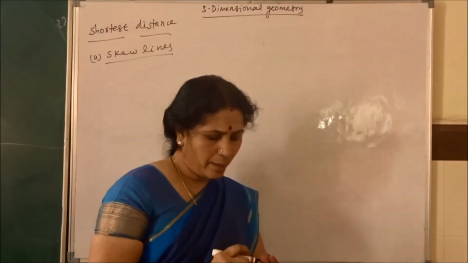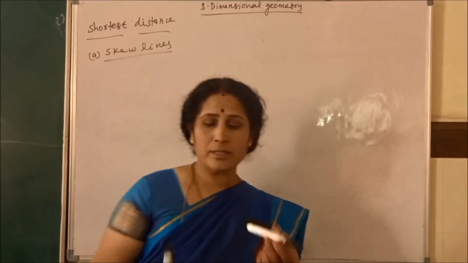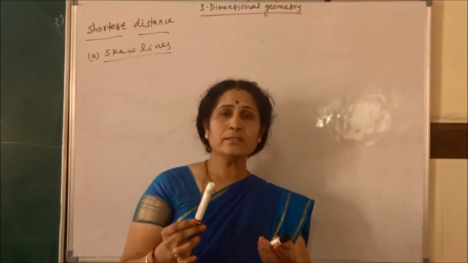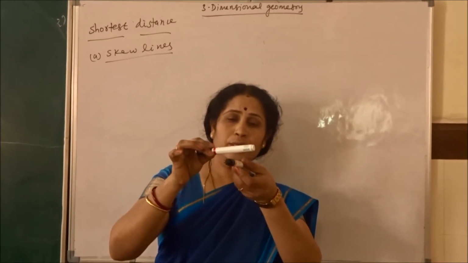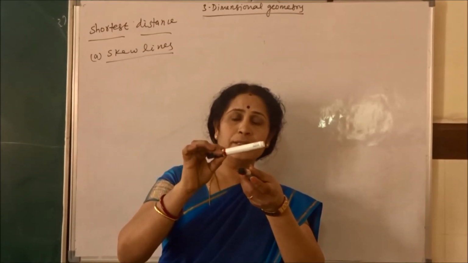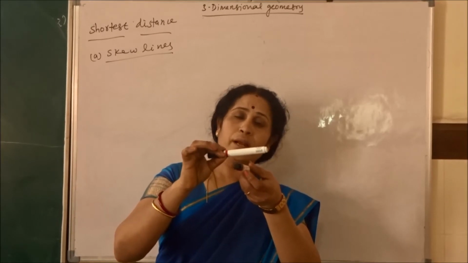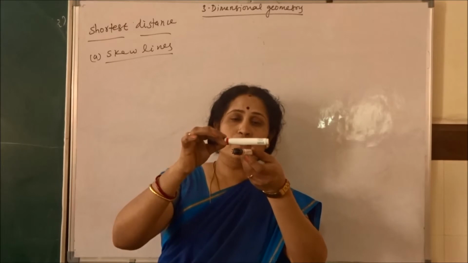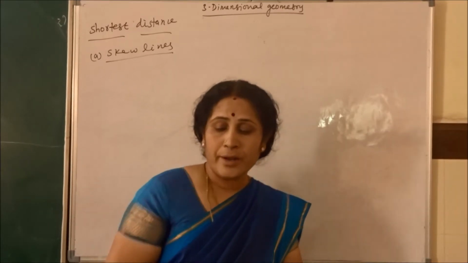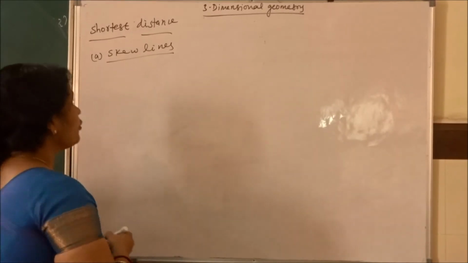See, there are two lines I am taking. This is line 1 and this is line 2. If these two lines are skew lines, then like this. This is one line and this is another line. Neither are the lines intersecting nor parallel. That is called a skew line. So this is called skew lines. Clear? Now see, just roughly I am drawing here.